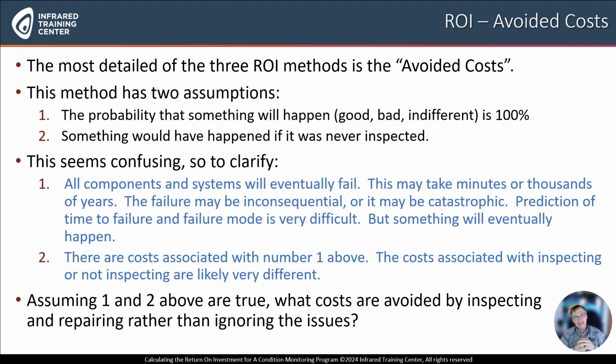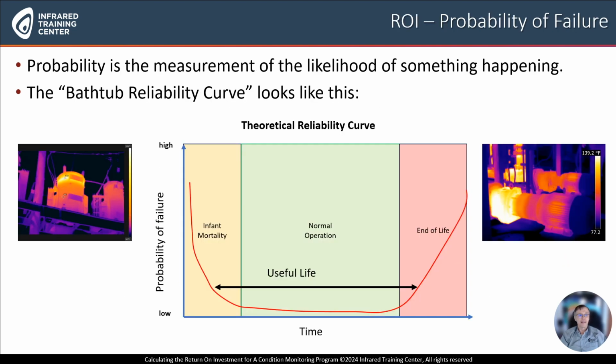So that seems kind of confusing, all right? But all components and systems will eventually fail. This might take minutes, seconds even, or thousands of years. The failure may be inconsequential, or it may be catastrophic. Prediction of time to failure and failure mode is very difficult, but something will eventually happen. And there are costs associated with number 1 above, okay? And the costs associated with inspecting or not inspecting are likely different. This really answers the question, what would have happened had we never inspected that component? That's another way to think about that.